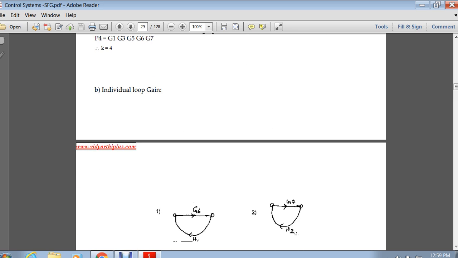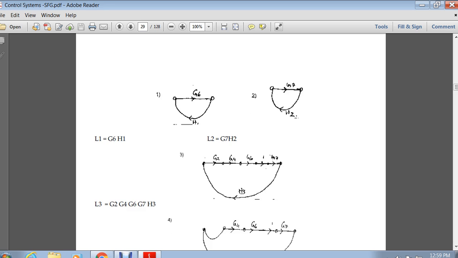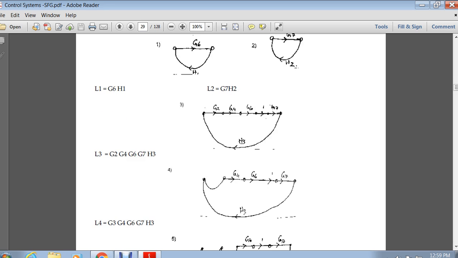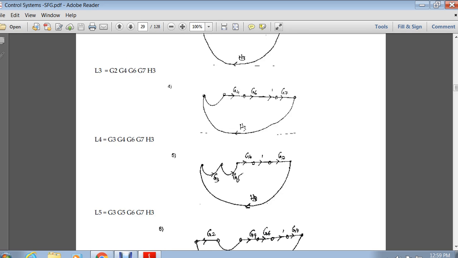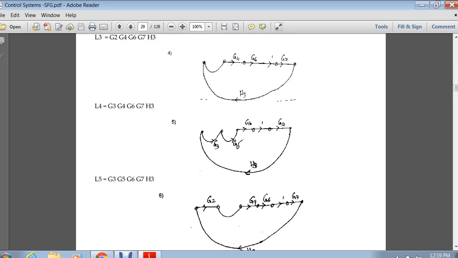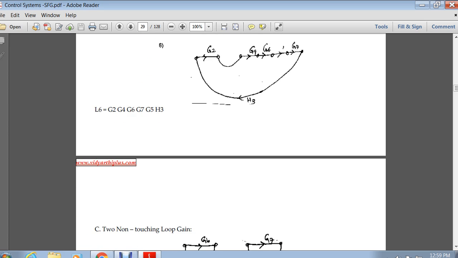Now we need to find how many individual loops are there. In this case we have loops as this one, the combination between the gains G6 and H1, G7 and H2, G1, G4, G6, G7 with H3. And the last one is G4, G6, G7 with H3. Another one is G3, G5, G6, G7 with H3. The last one is G2, G4, G6, 1, G7 and H3. These are the possible combinations of individual loop gains.